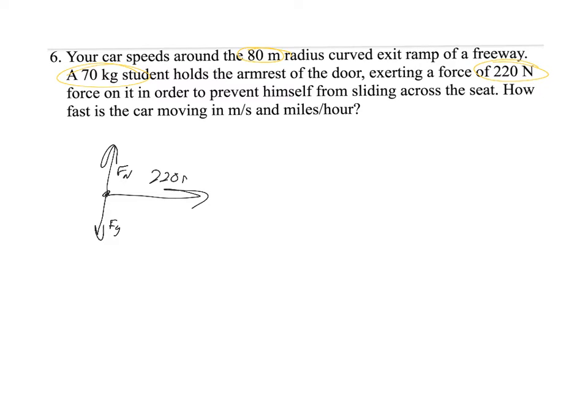This 220 newtons will equal force applied. If you want to think of it that way, we'll put an A there for force applied. Let's even see if we need the y. So let's start out with the x. Sum of the forces in the x. Since it is accelerating, it's mv squared over r. The only force in the x direction is the force applied. So that's mv squared over r.